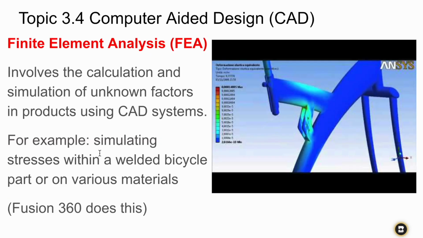And then this is one of the IB's favorite things to put on the test, finite element analysis. This involves the calculation and simulation of unknown factors in products using CAD systems. You can simulate stress on a welded bicycle, like in this example right here. Fusion 360 does this. You have to play with it a little bit, but you can get some really great results where you can see where the stress and strain on different joints or parts of a particular product are going to occur, and that helps you plan for that.